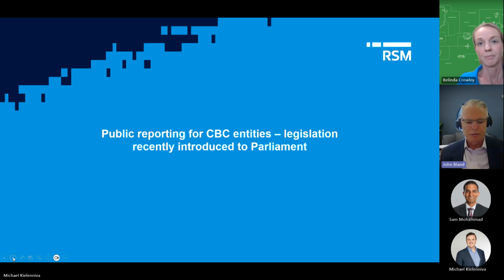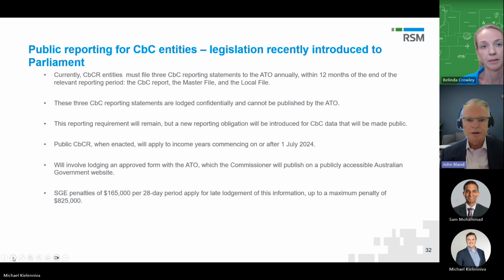Mike, if you could flip on to the next slide, I'm going to talk about changes that are coming up in the country-by-country reporting regime. So these changes apply only to country-by-country reporting entities. Broadly, they're usually members of what we call SGEs, significant global entities, and that means a global turnover of at least $1 billion Australian. So if you're not in that category, this may not apply to you, but if you're in that category, this is going to be of some interest.